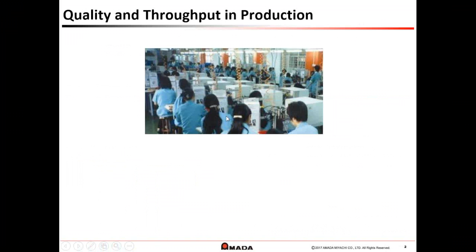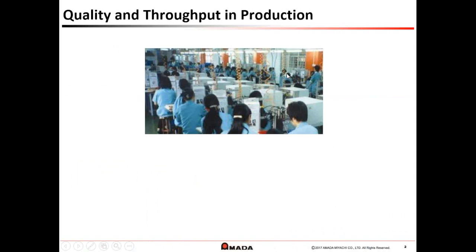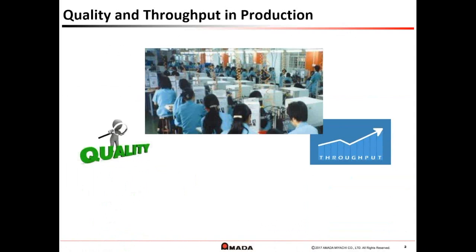So here we have a picture of a production floor with a number of different operators, a number of different work cells, and each one's working steadfastly at their work cell. Now, as a production manager or as a company in general, I'm going to boil it down to just a couple of key parameters that you're going to be looking for. First one is quality. You want to make sure you have a quality product, and you also want to make sure that you have a high throughput on those.